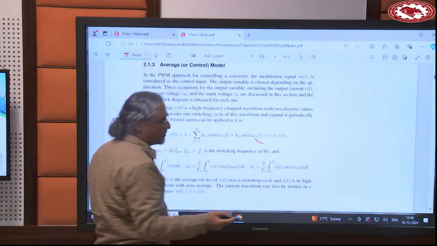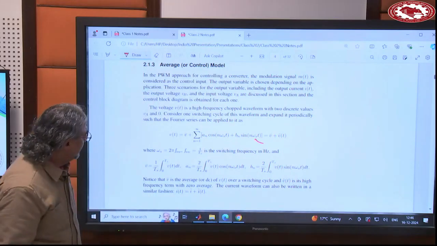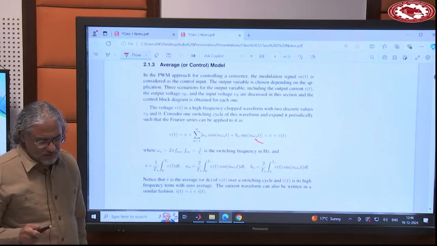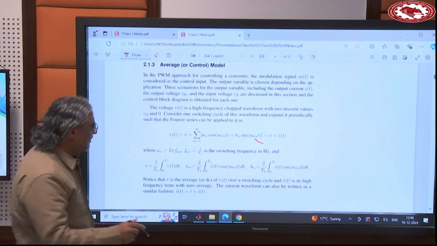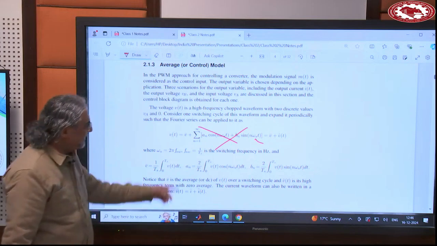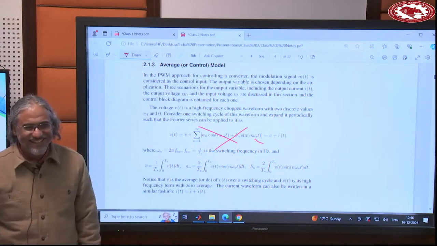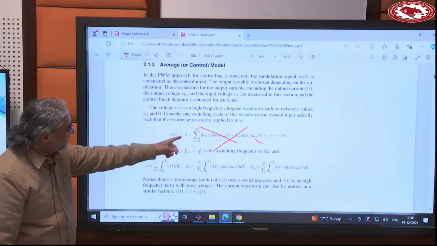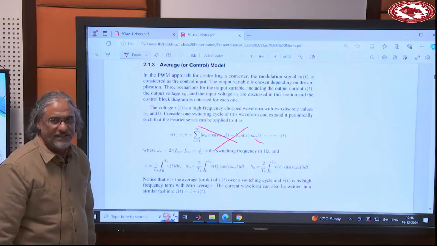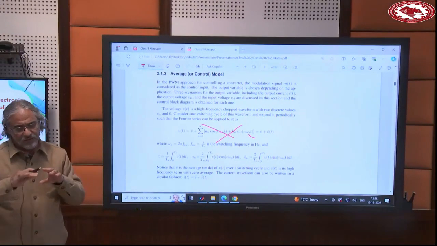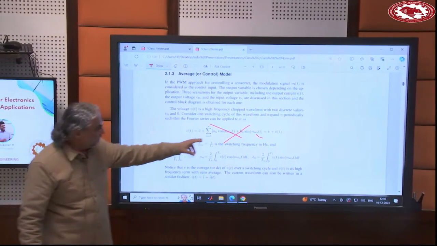So 10 kilohertz, 20 kilohertz, or even higher. When we say we don't want to engage ourselves in those short times, we say, forget about this, and only tell me what's happening here. Tell me what's happening here on the scale of DC. And that DC doesn't mean DC, it means slow compared to this one.